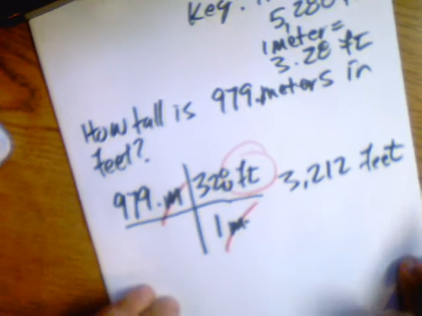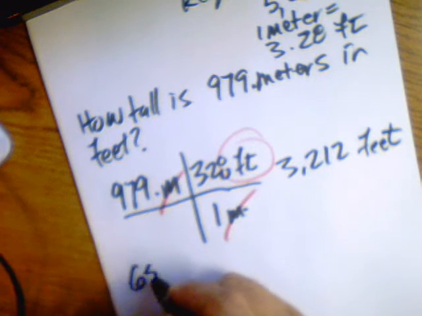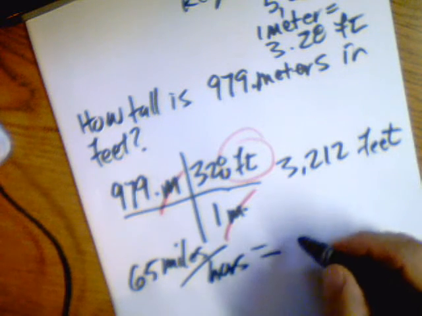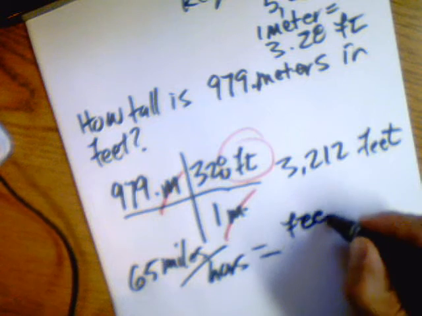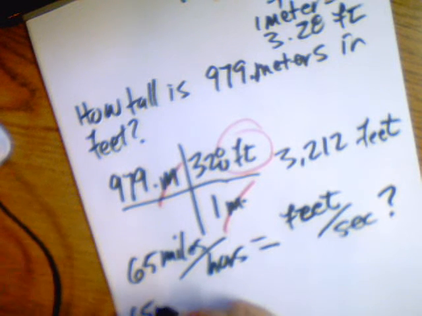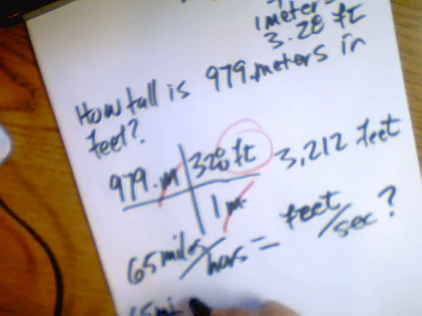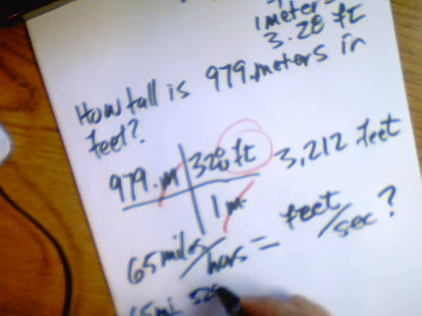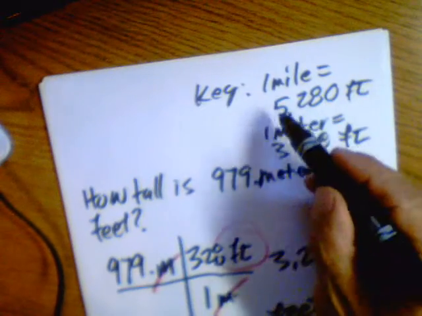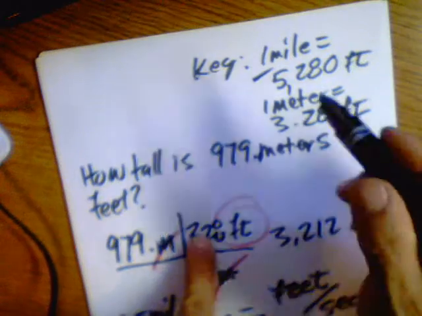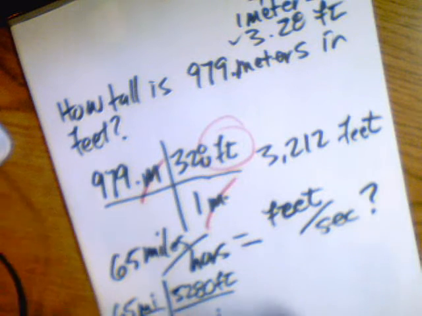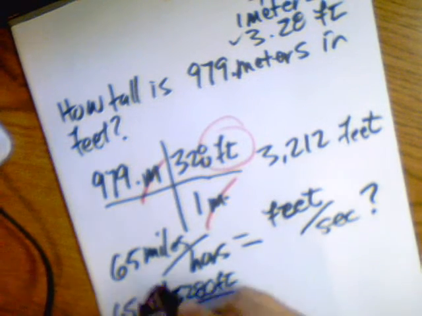Alright, let's try one more. 65 miles an hour is how many feet per second? Well, 65 miles in 1 hour is 5,280 feet in 1 mile. And as I said before, that information will be given to you just as the feet would be given to you in the previous example. And the miles will cancel.